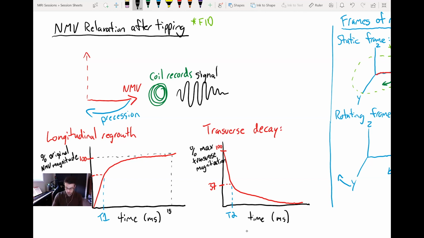I'll put 1500 just to give myself a bit more time. This depends on the tissue that you're looking at, but usually it's over a second, right? 1,000 milliseconds is a second, so it takes a while for our longitudinal regrowth to fully complete. Whereas a T2 time, let me just grab my book here.